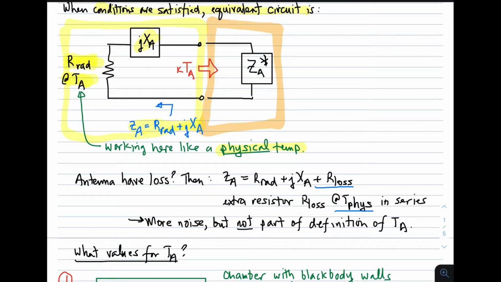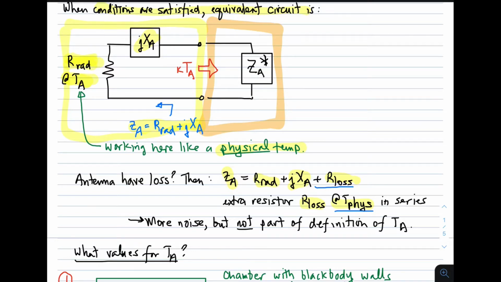Now, we're considering lossless antennas here, but you could fairly ask, what if the antenna has loss? And I'll briefly address that and then forget it for the rest of the lecture. The idea is that if the antenna has loss, then the impedance of the antenna is going to be radiation resistance plus the reactance of that antenna, plus a loss resistance, which is the physical resistance in the antenna. So we would end up adding an extra resistor, which has value, resistance, R loss, at a physical temperature equal to the physical temperature of the resistor.